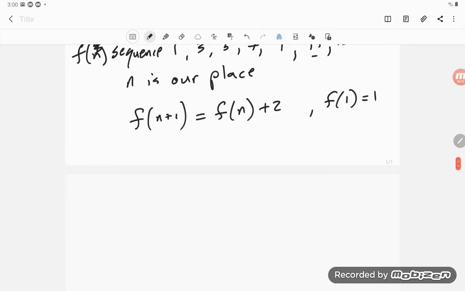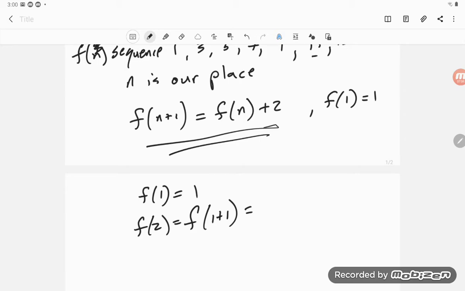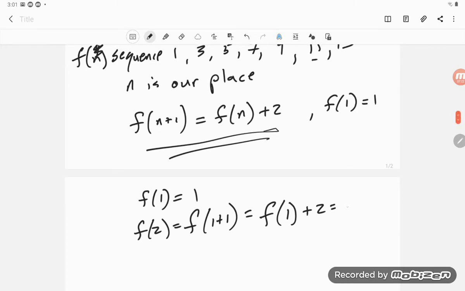But then notice, I have f of 1 is 1. And then f of 2, which is f of 1 plus 1, well, according to this recursive formula or recursion relation, that means it's f of 1 plus 2. But I know what f of 1 is. It's 1. So that's 1 plus 2. I get 3.